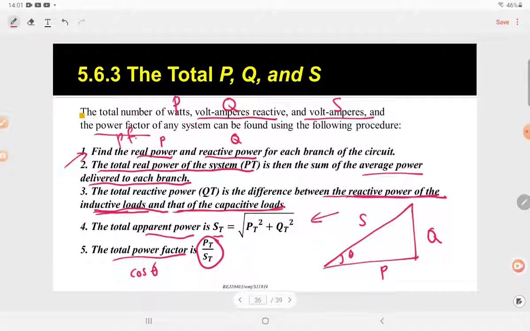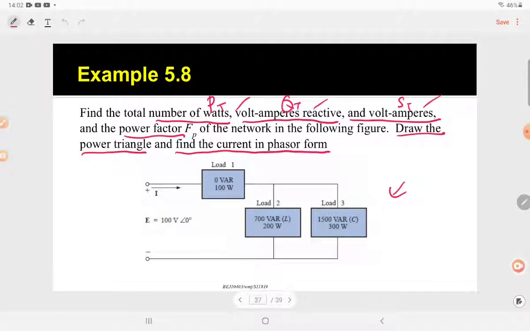And then after that, we can find the PT and QT, so we can find the total apparent power, and then from there we can find the power factor. Right, from here, if you see load 1, say we know that at load 1 you have 0 VAR and 100 watt, so we know that this is our P1. Because we know the value of VAR is 0, we know this is not a reactive load, right?